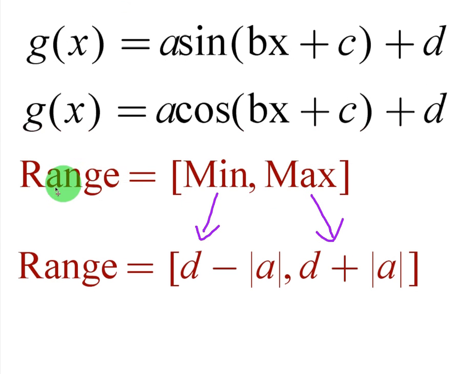So anyway, the range will go from the minimum, which includes that, to the maximum. The range either way will be d minus amplitude, d plus amplitude, including those brackets. That goes for sine and cosine. That's it for this formal proof. If you have any questions about it, let me know.